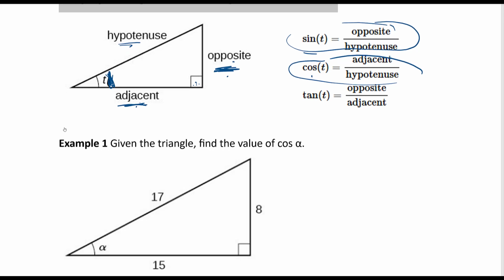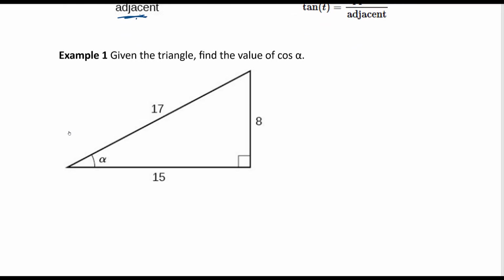Okay, so example 1. Given the triangle, find the value of cosine of alpha. So cosine of alpha is going to be the adjacent side over the hypotenuse in a right triangle. This is a right triangle, so it's 15 over 17. That's it.